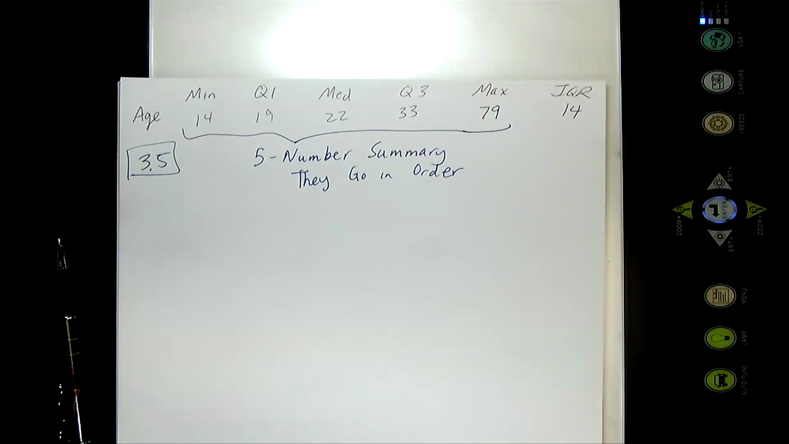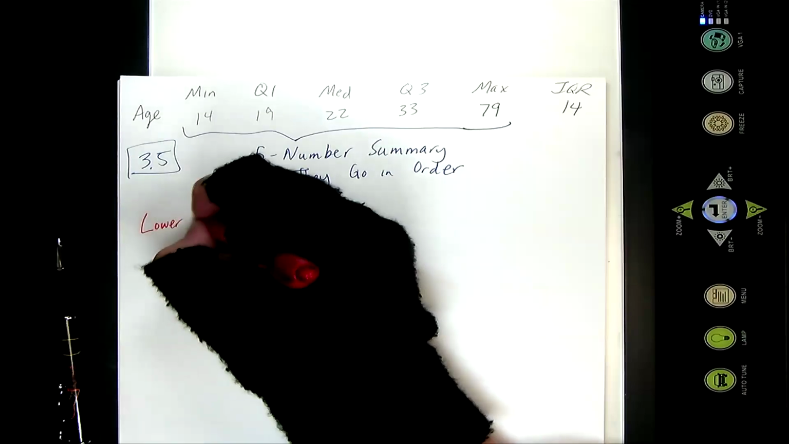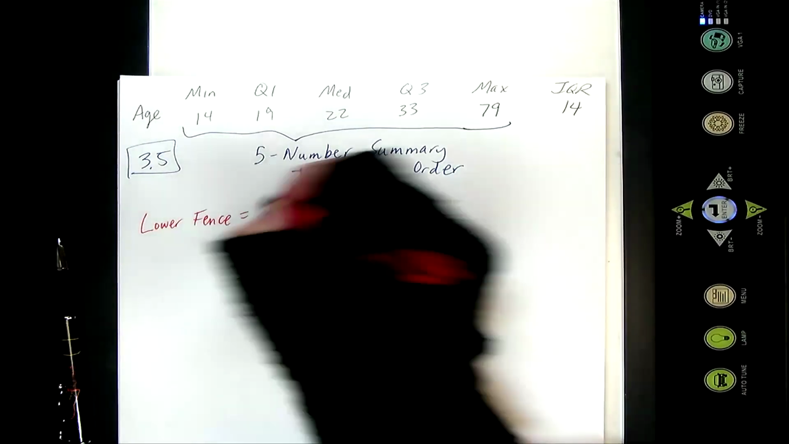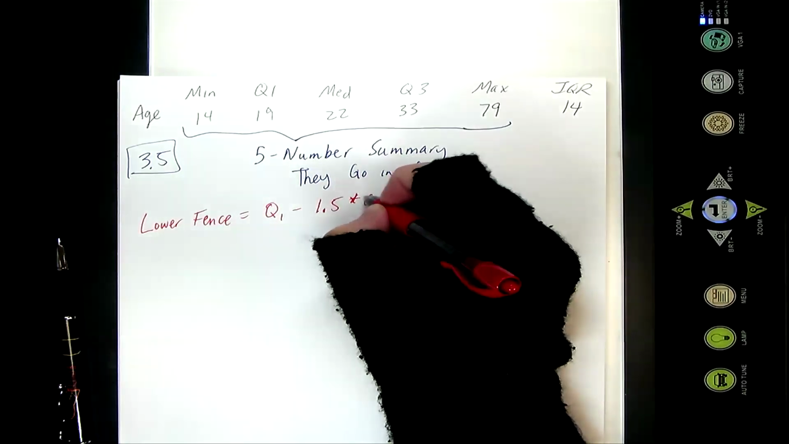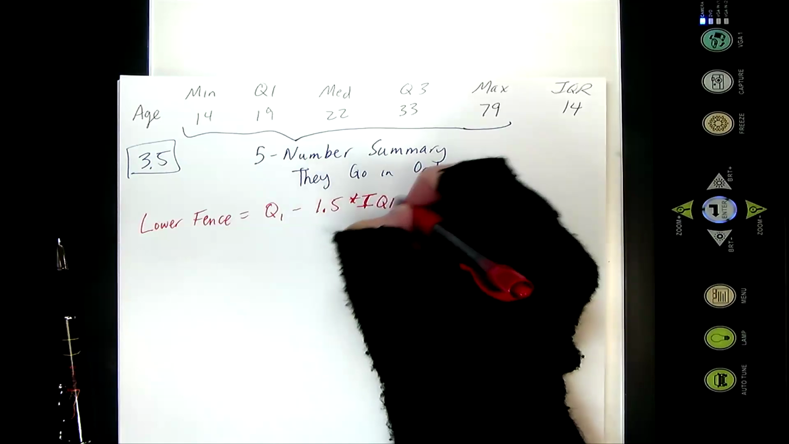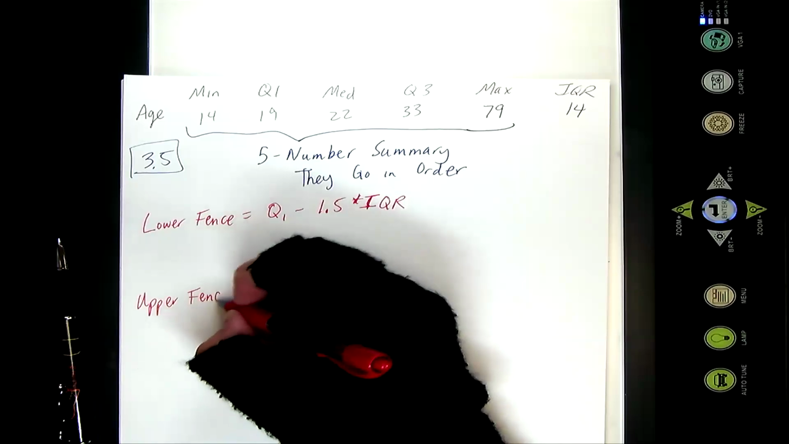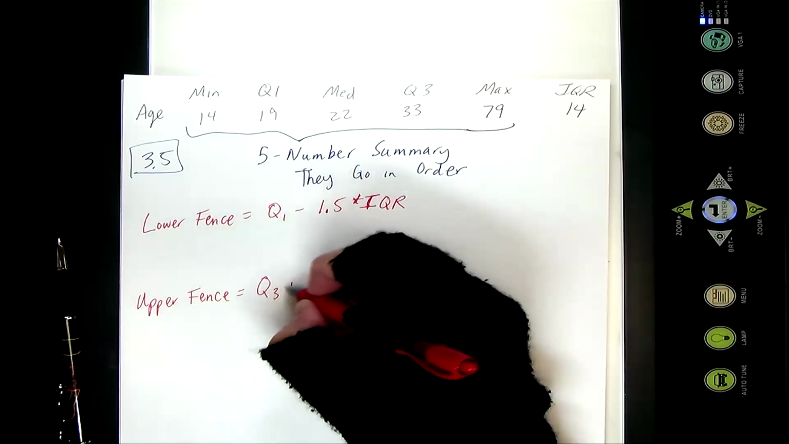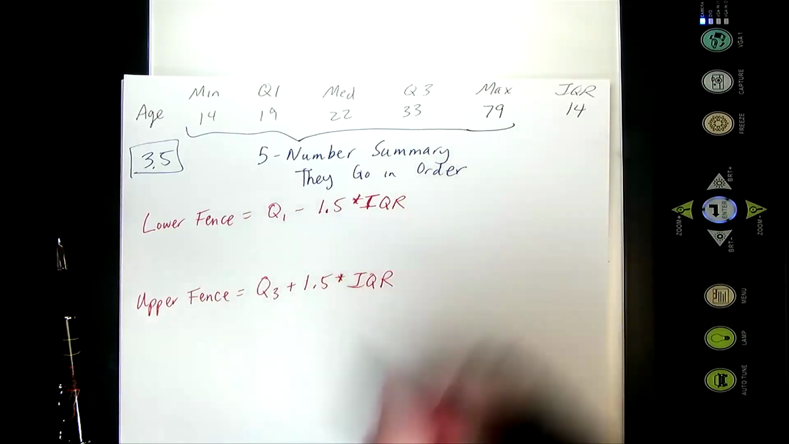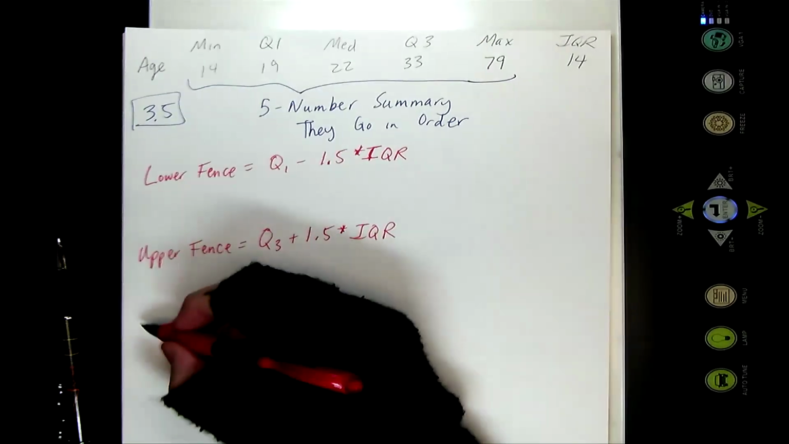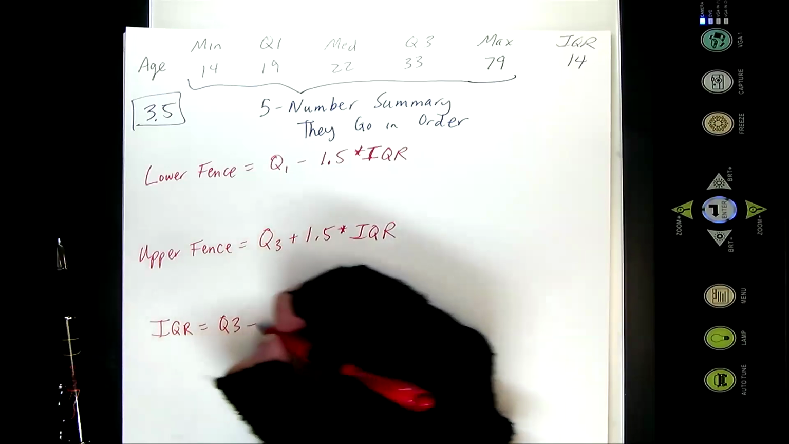Let's take a look at that lower fence and upper fence thing I was telling you about. Lower fence. Just as a reminder, this was Q1 minus 1.5 times IQR. I'm going to give myself some space to do the calculations, and I'm going to do upper fence down here: Q3 plus 1.5 times IQR. And maybe I should have done this first, IQR is Q3 minus Q1.